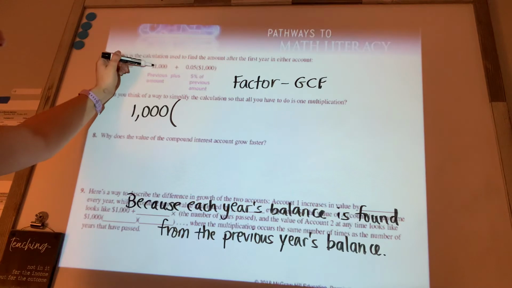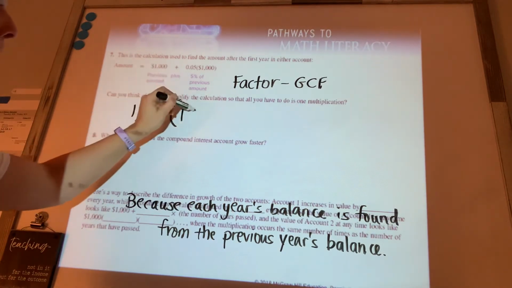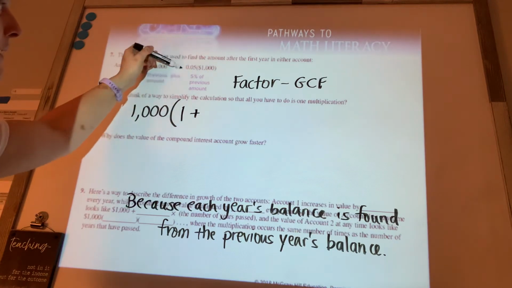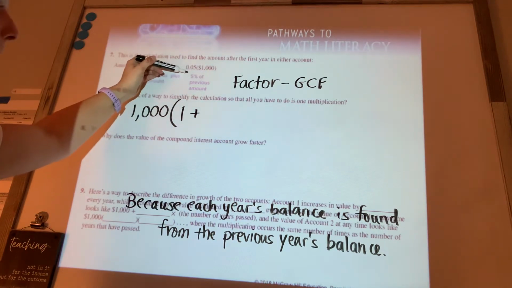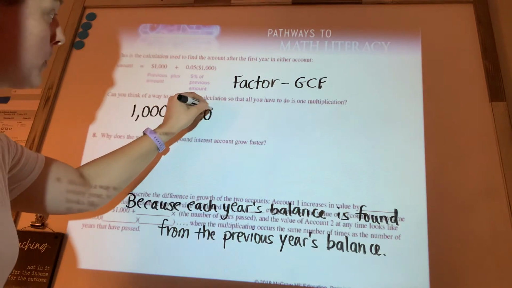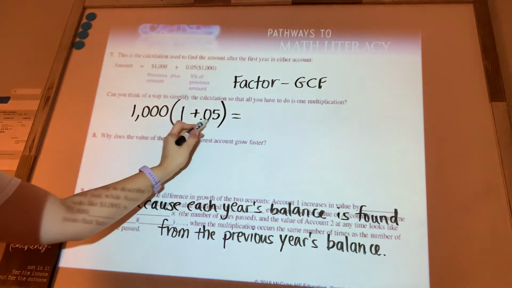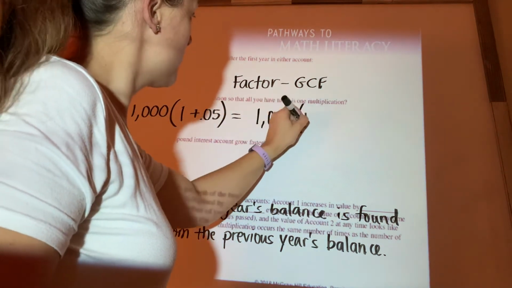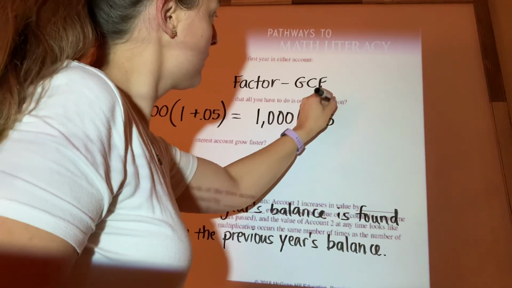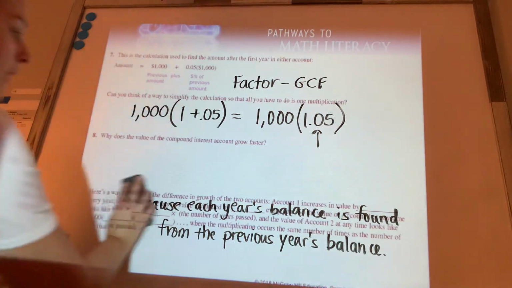So if I take $1,000 and divide it out, I'm left with 1, and then bring down my plus sign. Now from this section here, if I divide by 1,000, I'm left with 0.05. Now I can simplify that by adding these numbers together. So I have 1,000 times 1.05. Keep that number in mind because we will be using it for number 9.